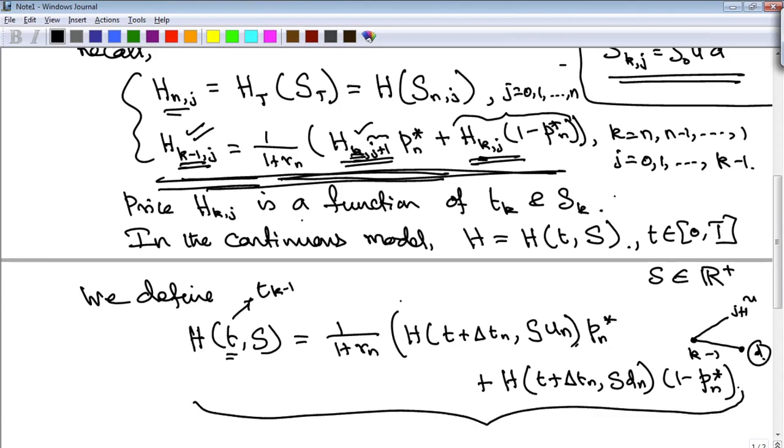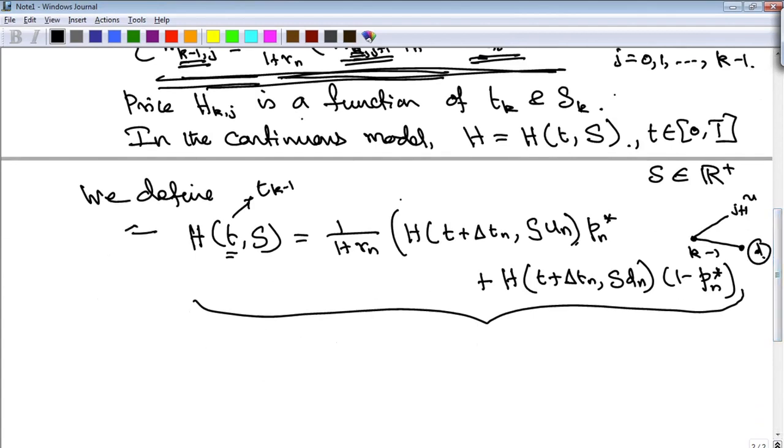So what I did is I just wrote this binomial model in a notation which is convenient for us to use in the continuous time model. It is still a discrete model only. It is still a discrete model. It is written at any time, not necessarily at tk. The price at present time is depending on the price at the future time with the time step as delta t_n. That's all we are writing.